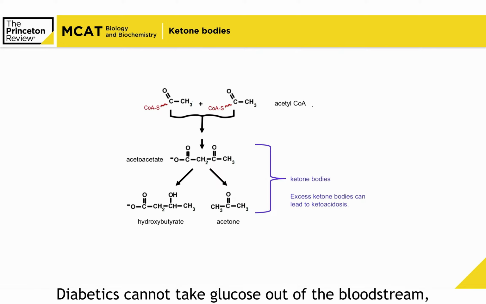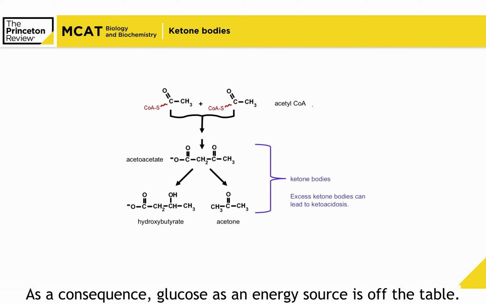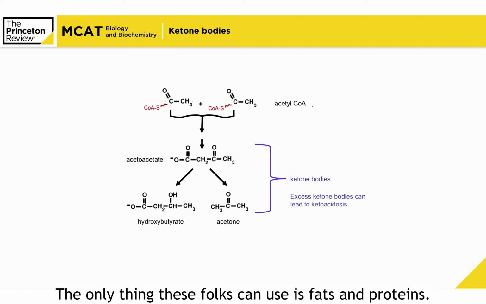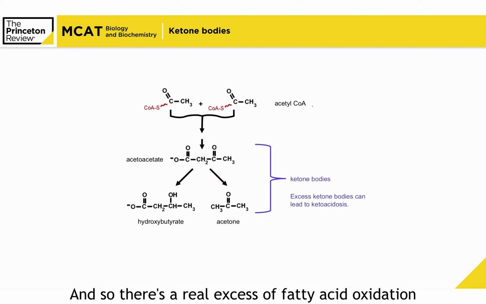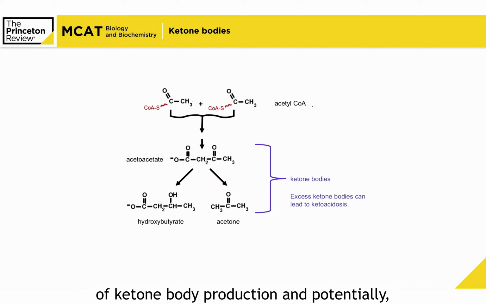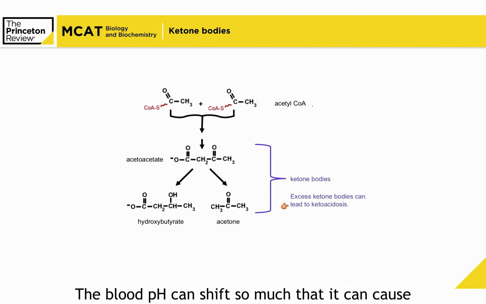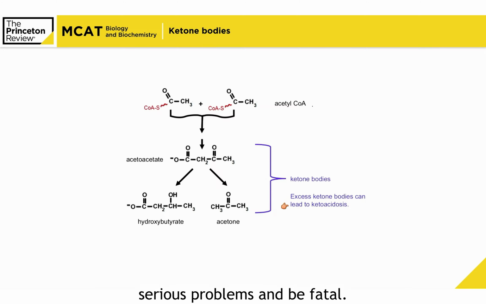Diabetics cannot take glucose out of the bloodstream because they either lack insulin or can't respond to insulin. As a consequence, glucose as an energy source is off the table. The only thing these folks can use is fats and proteins. And so there's a real excess of fatty acid oxidation in a diabetic individual, and so a real excess then of ketone body production, and potentially fatal ketoacidosis. The blood pH can shift so much that it can cause serious problems and be fatal.